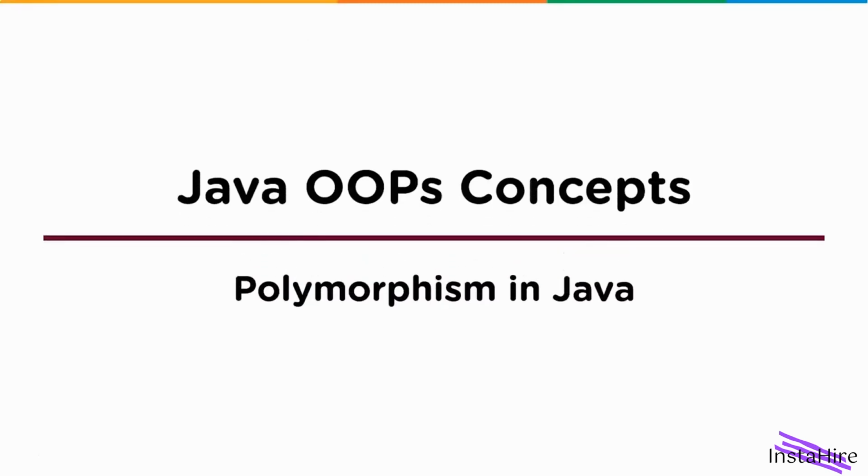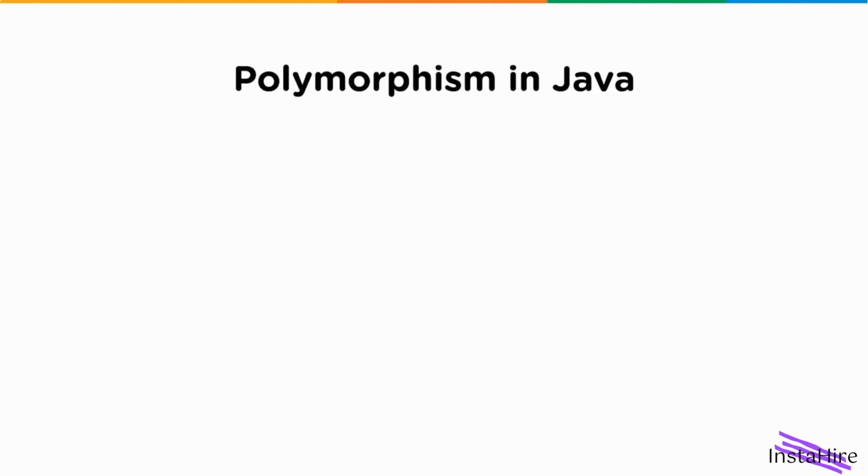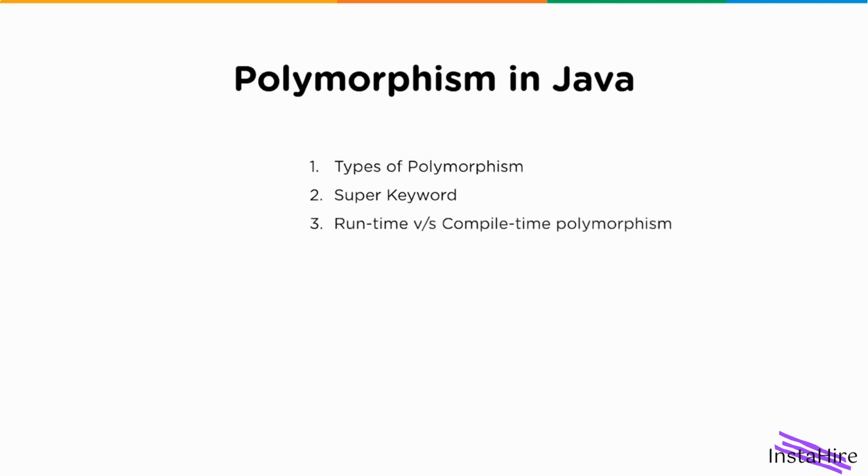The last topic for object-oriented programming is polymorphism in Java. So what exactly are we going to discuss in polymorphism in Java? The first one will be the types of polymorphism available in Java, which are runtime polymorphism and compile time polymorphism. Next we have the super keyword. And finally, we are going to compare the differences between runtime polymorphism and compile time polymorphism.